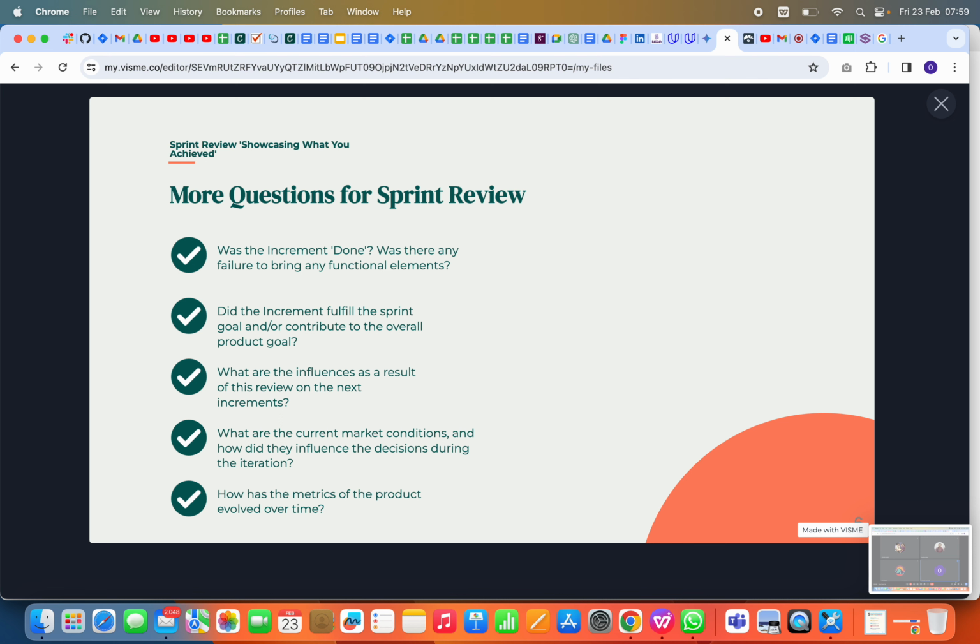So we also ask, what are the influences as a result of this review on the next increment? Then what are the current market conditions and how did they influence the decisions during the iteration? How have the metrics of the product evolved over time? So these are some of the questions that should be asked during the sprint review. Okay.